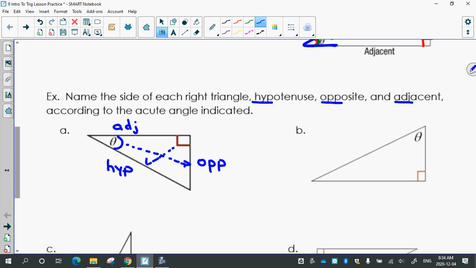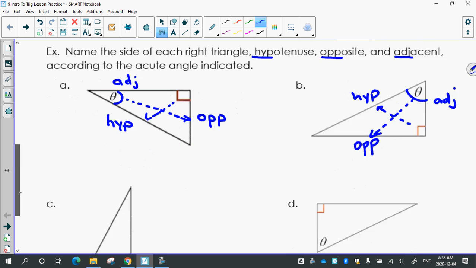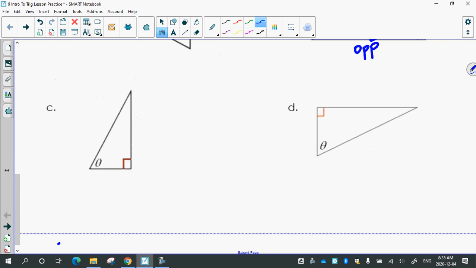So here's the right angle. The side across from the right angle is always the longest side, the hypotenuse. Here's the angle I'm naming from, theta. The side directly across from that angle is called the opposite side. And the other side that helps form the angle is the adjacent. Okay? So try the next 2, C and D, and see if you can name the sides properly.